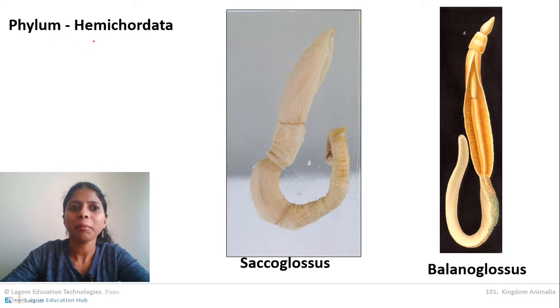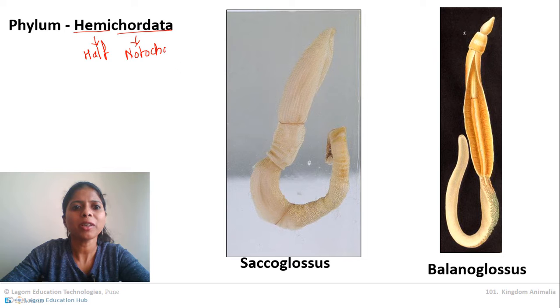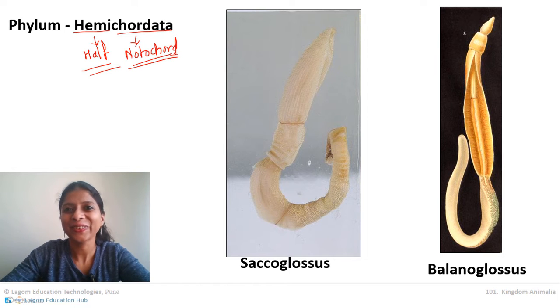Now when we consider Hemichordata, hemi means half. What do you mean by hemi? Half. And chordata here refers to the notochord. Now do you remember what notochord is? We learned that notochord is a rope or rod-like structure which passes along the dorsal side of advanced animals. So notochord is a characteristic of advanced animals.